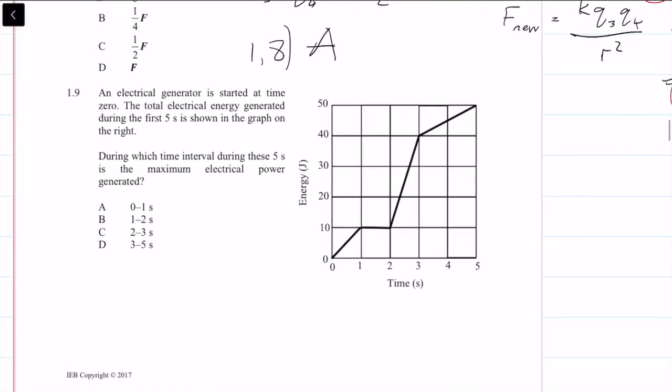An electric generator is started at time 0. The total electric energy generated during the first 5 seconds is shown in the graph. During which time interval is the maximum electric power generated? So what is our equation for power? Power is equal to work over time, which is equal to energy over time. So that is represented by our gradient. We're looking for where the gradient is a maximum, and obviously that is right there between 2 and 3 seconds. So question 1.9 is C.